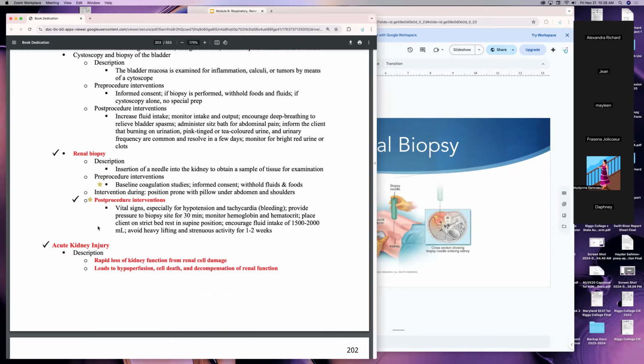Remember, the kidneys are very vascular, they have large access to blood vessels. Their job is to filter blood, so they're constantly receiving blood. Therefore, if we're sticking a needle inside of the kidney to obtain a piece of tissue, the risk of bleeding is high. So make sure you know renal biopsy. A priority before is baseline coagulation labs. A priority afterward is to monitor the blood pressure because if they were bleeding, the blood pressure would drop. We provide pressure to the biopsy site for 30 minutes.